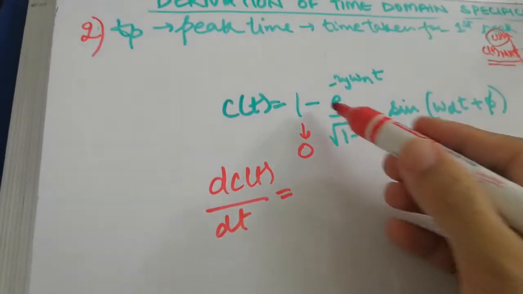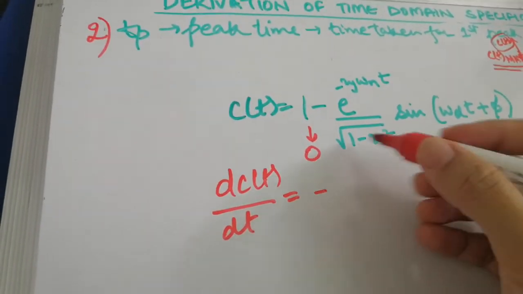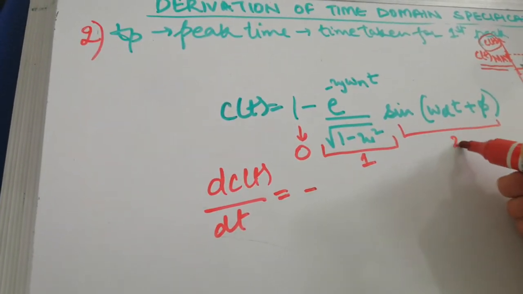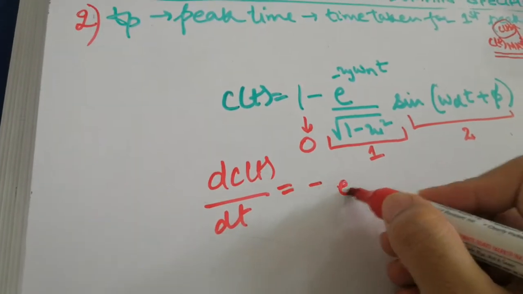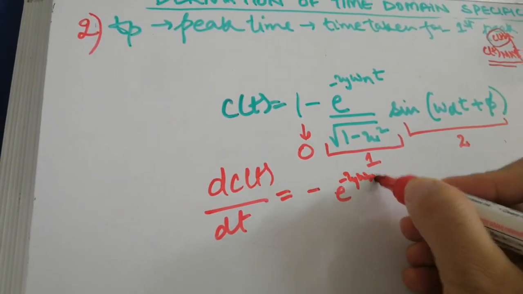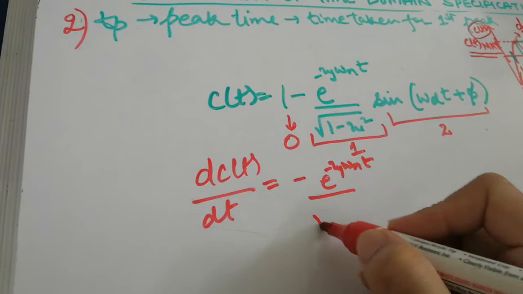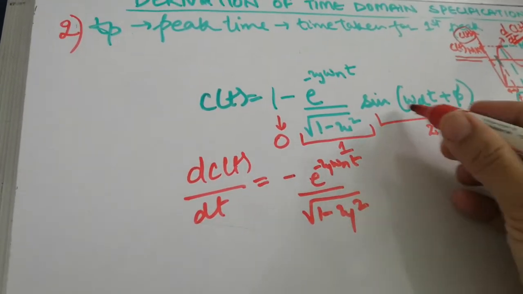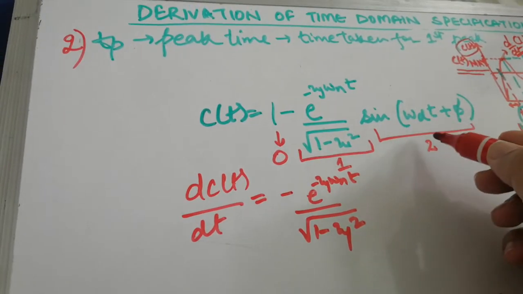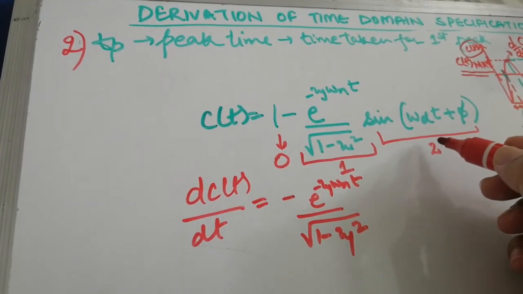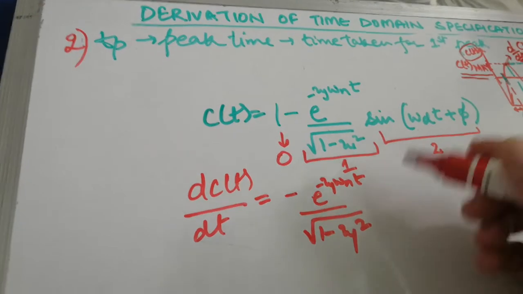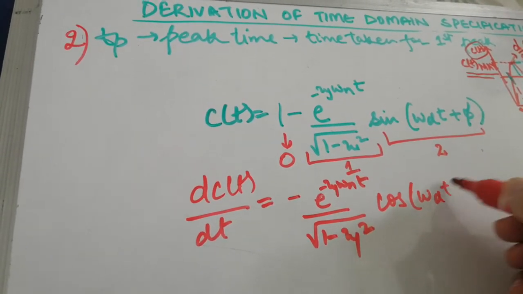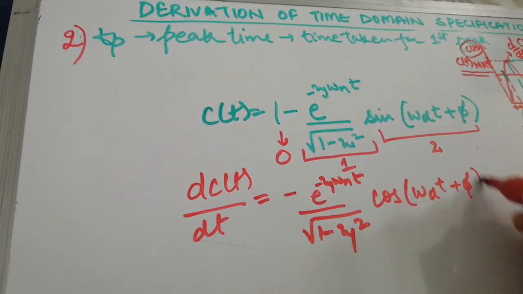It will be 0. So we are left with this. It will be in two parts. Let's say this is our part 1 and this is our part 2. So this will be e raised to the power of minus zeta omega n t upon under root of 1 minus zeta square. I am keeping this part as constant and I will be differentiating this part only. So this thing will become cos of omega d t plus phi.